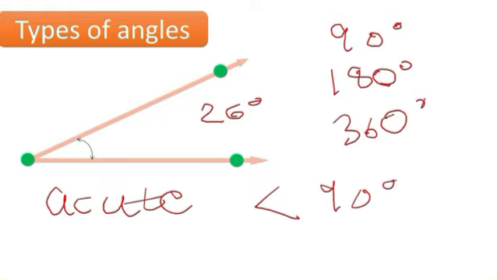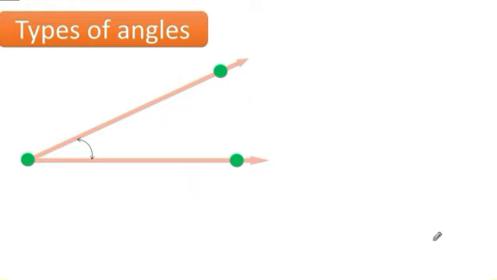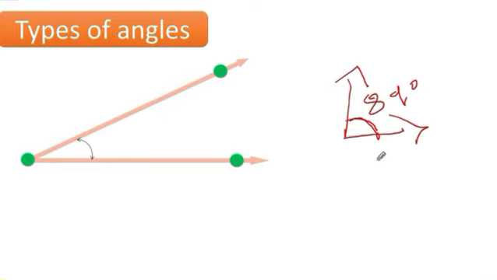So now we have discussed the first type, and remember they should be less than 90 degrees. If you have an angle which is 89 degrees, then that will not be considered a 90 degree angle because it is less than 90 degrees, so it is also an acute angle.